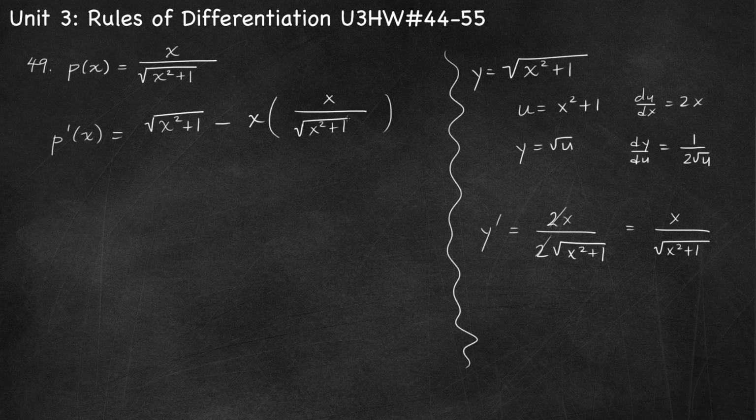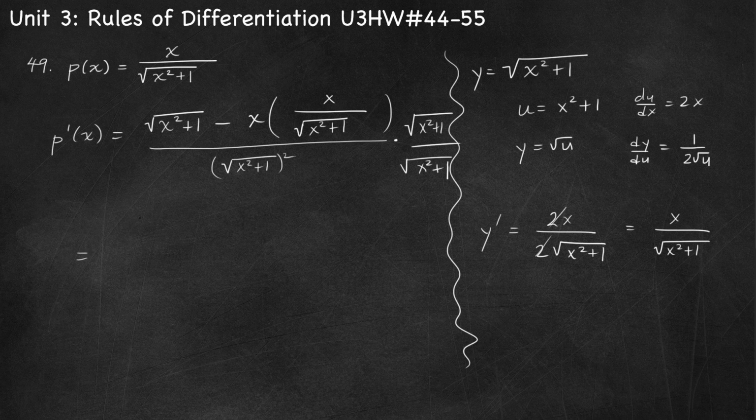Okay, so I'm still doing quotient rule. So we did derivative of top times bottom minus top times derivative of bottom all over bottom squared. So the square root of x squared plus 1 squared. Now this is a complex fraction. We've got a fraction inside of a fraction. So to clear that, I'm going to multiply by the LCD. So square root of x squared plus 1 over square root x squared plus 1.